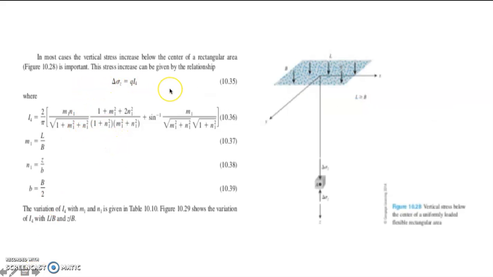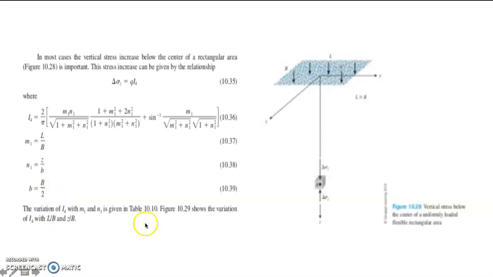And in most cases, the vertical stress increase below the center of a rectangular loaded area is given by this equation. So if you're going to get the stress below the center, this is the center of our rectangular area, below that one, you are given with this equation, the stress is equal to Q times I sub 4, wherein our I sub 4 is given by this equation. You have M1 and M2, and your small letter d. Our M1 and M2 are L over d and Z over d, and our small letter d is given by the width over 2.